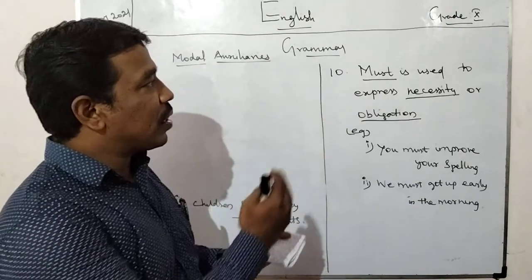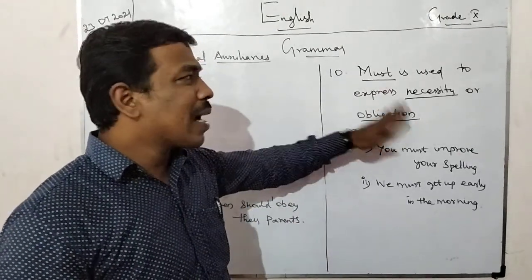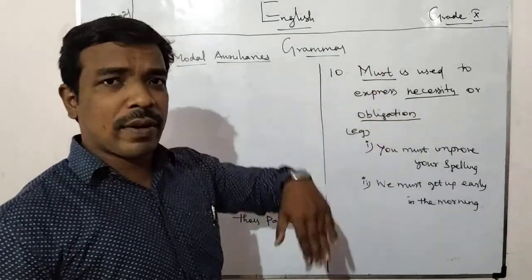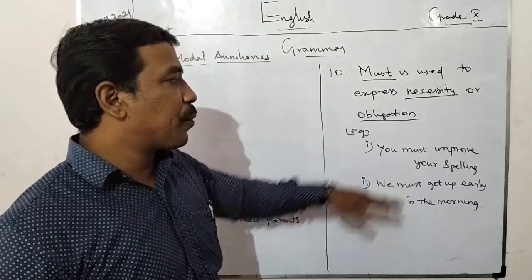Must is used for necessity and obligation. Don't think that without learning you will know where we should use must: necessity plus obligation. Obligation means compulsion, that's all. So don't think this is any different word. The compulsion word is must. So you must improve your spellings.